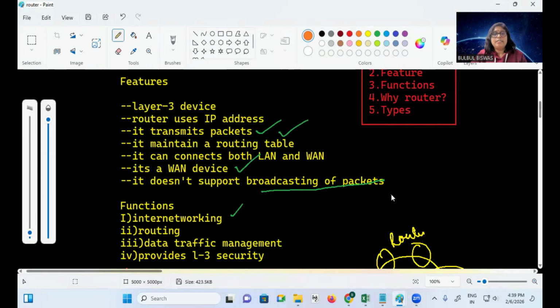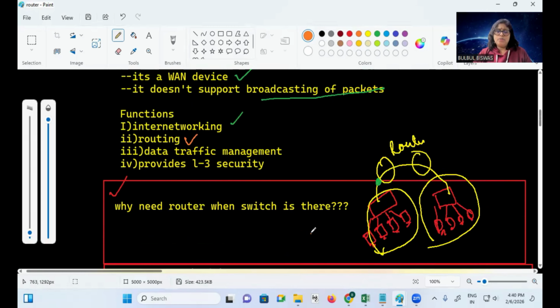I cannot say devices, I can say different networks. Then what is routing? Finding the path from source to destination and forwarding the data packet, that concept comes under routing. So unless internetworking happens, the router cannot go for routing. Next, data traffic management. This is a very big concept.